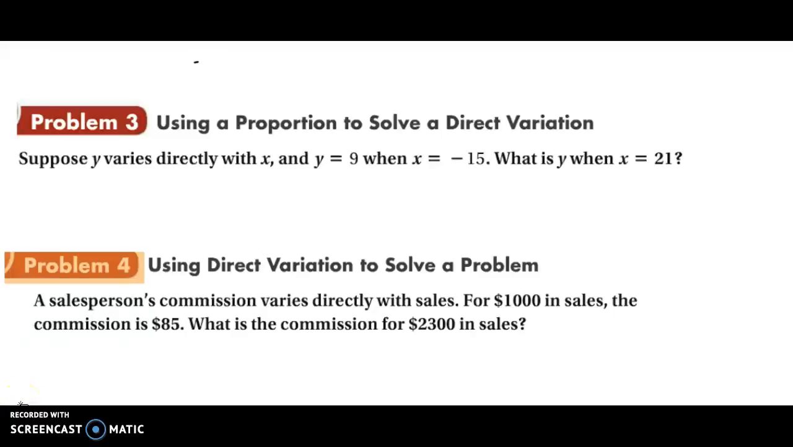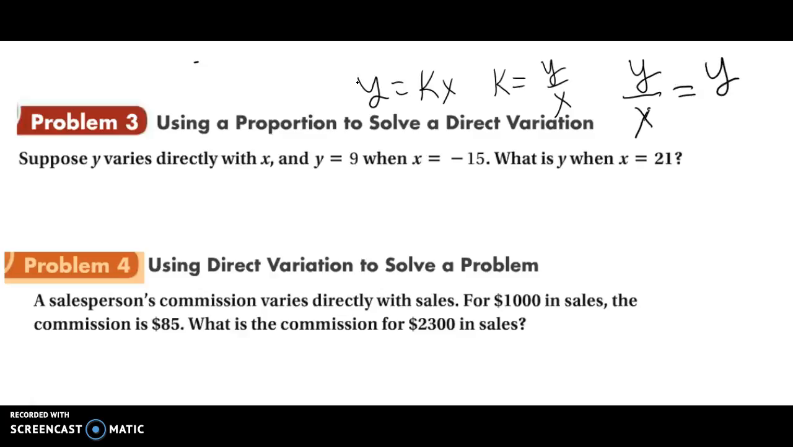So in 2.2, we're talking about direct variation. And as a reminder, the direct variation equation is y = kx. And we could get k by itself, which would be y over x. Now, to solve using proportions, basically if we have y over x for the k value, we can set that equal to another y over x. And then we'd be able to solve for whatever missing variable that we're looking for.